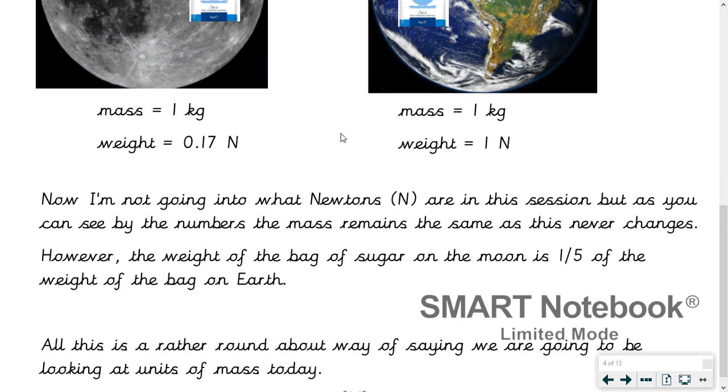Now, that N stands for newtons, and that's not something I'm going into in this session. You can also go into a lot of other units of weight, but we're not going to go into those. Those will be when you go into big, clever secondary school sciences and maybe into university sciences. But all I want you to know is that the mass stays the same.